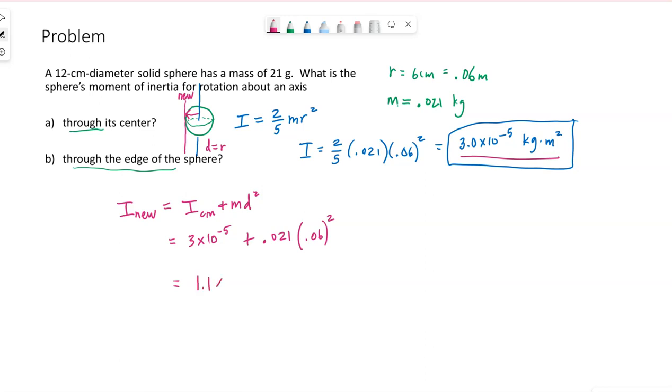I'm getting 1.1 times 10 to the negative 4. And the units are still the same, kilogram meter squared. So for part B, this is bigger because now the sphere is all shifted away from the rotation axis. That big shift in mass away from the rotation axis increases the moment of inertia. So the sphere would be harder to change its motion compared to getting a sphere to roll or rotate around its center, just in comparison.